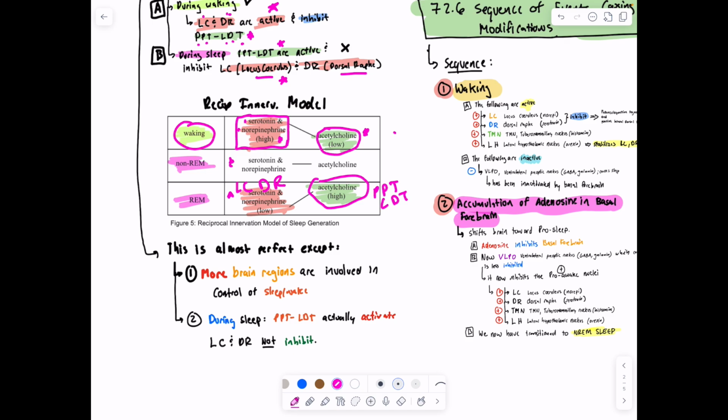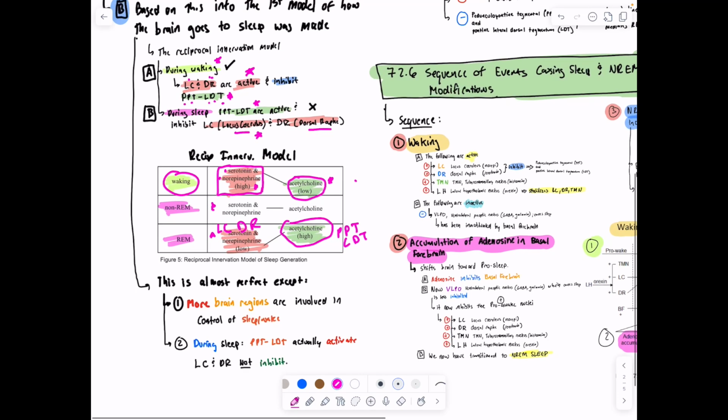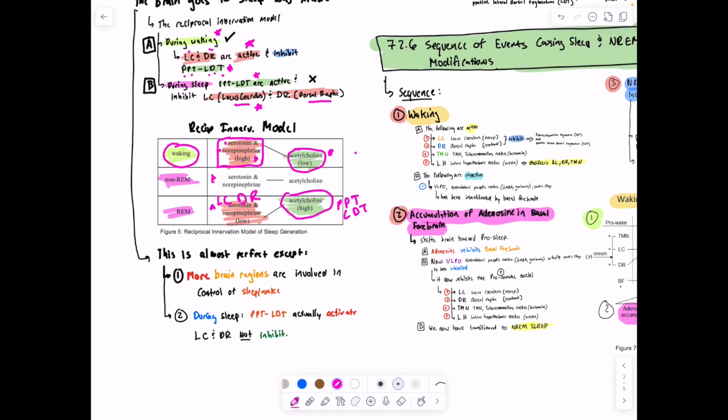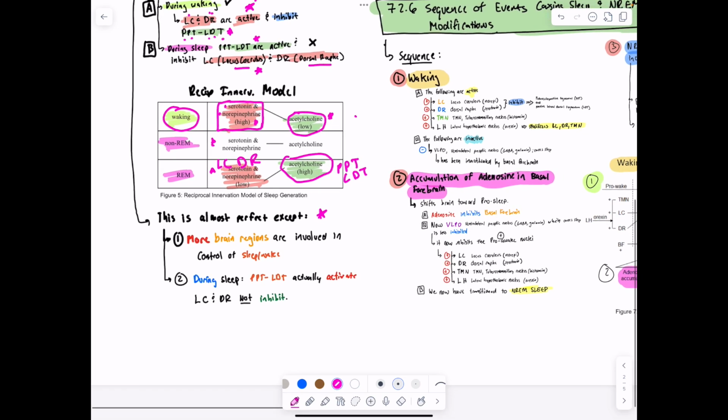Okay, so basically the idea is during waking, your pro-awake nuclei are active, and they're inhibiting your pro-sleep nuclei. During sleep, your pro-sleep nuclei are active, and they're inhibiting your pro-awake nuclei. And so this is pretty close to what's actually happening. The reciprocal innervation model was a little bit too simplified because there are more brain regions involved in the control of sleep and wake.